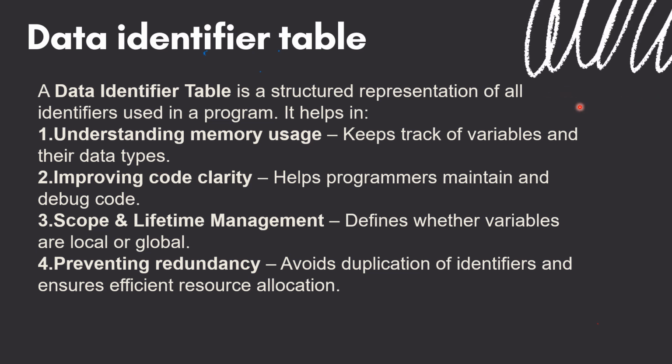Now, how does it keep track of variables? Improving code clarity helps programmers maintain and debug code. Basically, you know that you stored a particular variable for a certain program, but the other programmer does not know what the function of that particular variable is. So that's how the data identifier table comes in. Scope and lifetime management, then preventing redundancy. Now moving forward, let's look into what a data identifier table actually looks like.